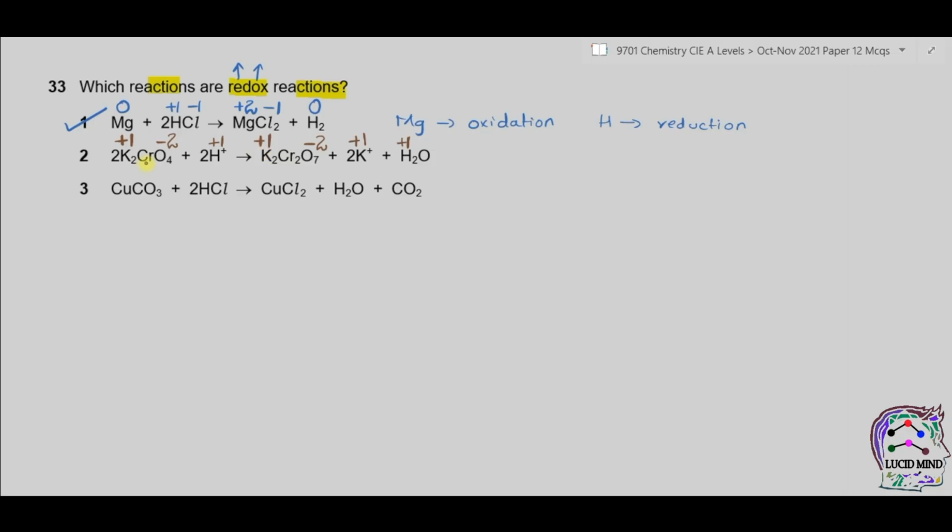We can also find the oxidation state of chromium on the reactant and product side. First one is K2CrO4.